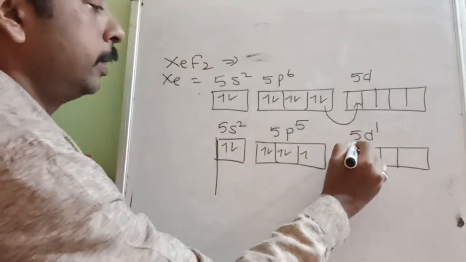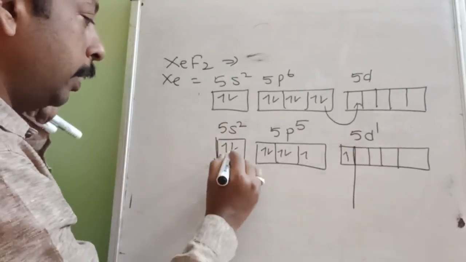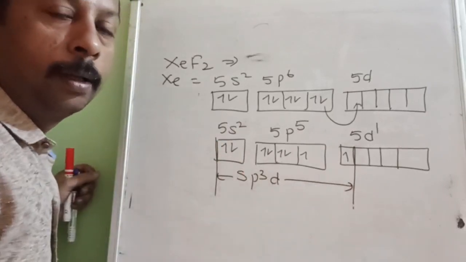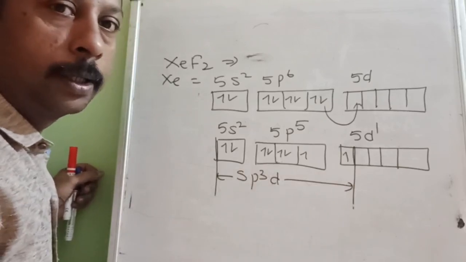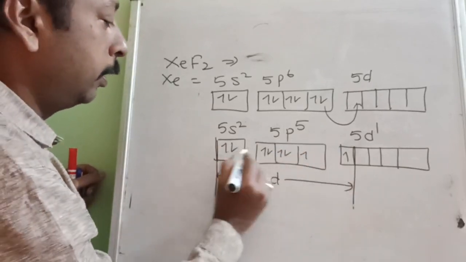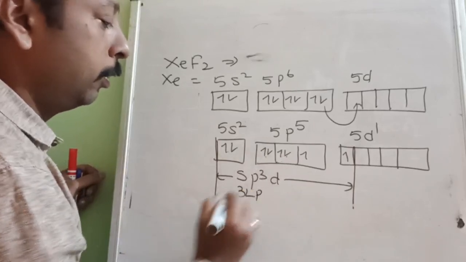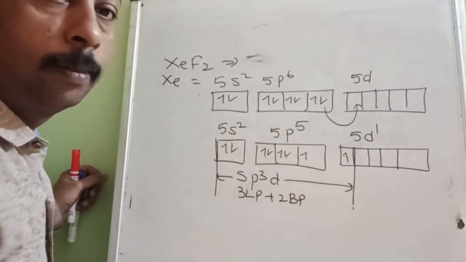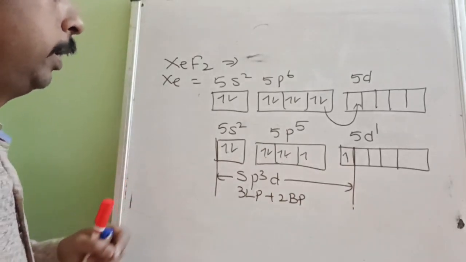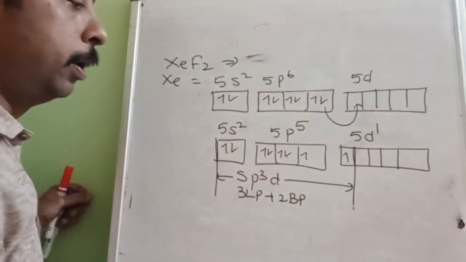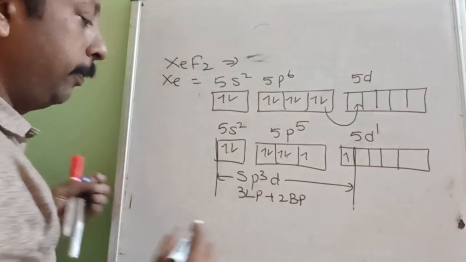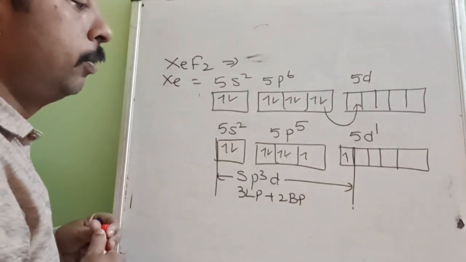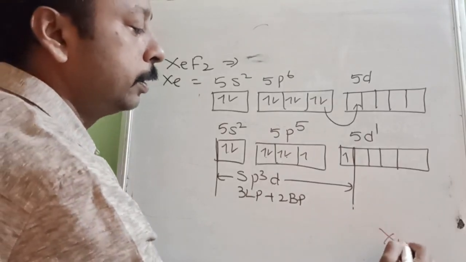Now this is the hybridization. See, 1 s orbital, 3 p orbitals, 1 d orbital, so sp3d. What is the hybridization? sp3d, and 1, 2, 3, so 3 are already lone pairs, and the other 2 will make the bond pairs. So sp3d with 3 lone pairs and 2 bond pairs. As per sp3d, the structure should be trigonal bipyramidal. This is the xenon.